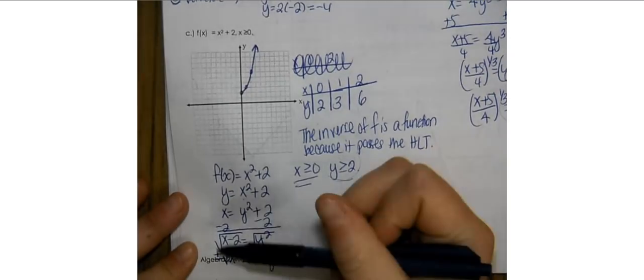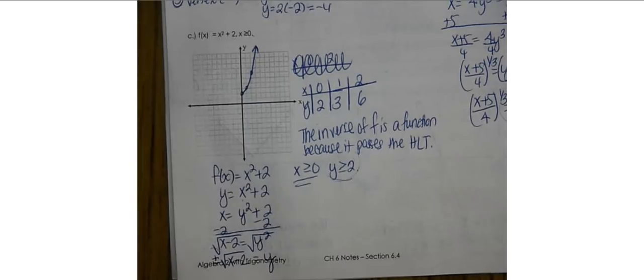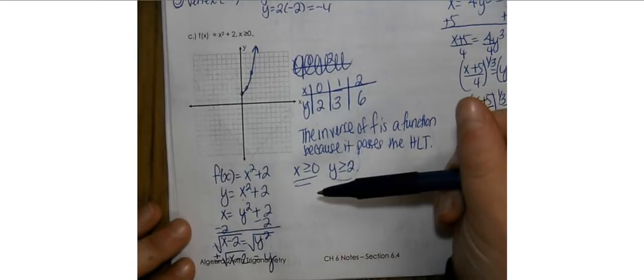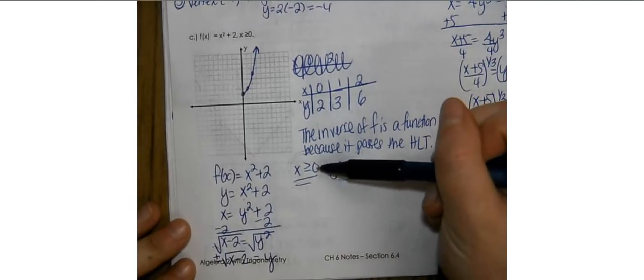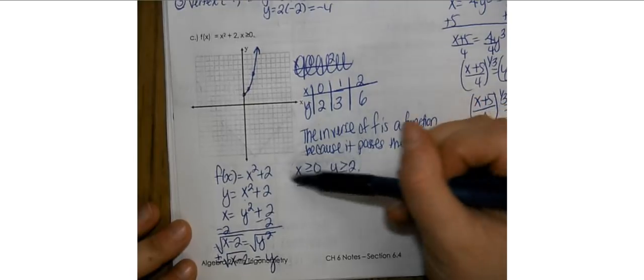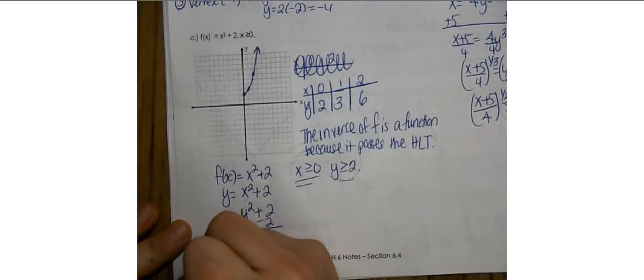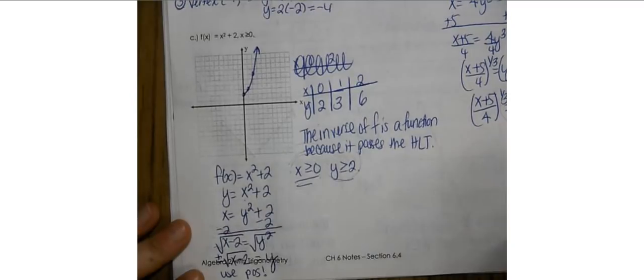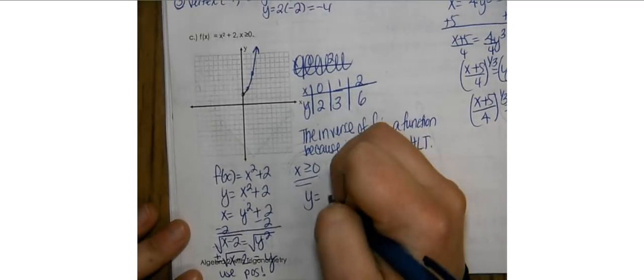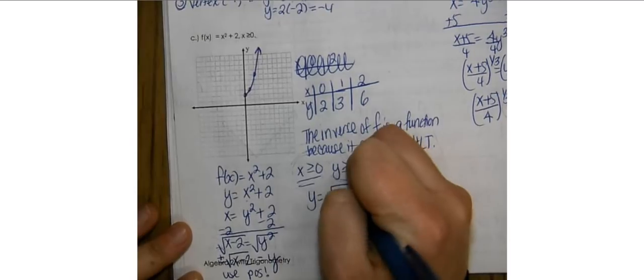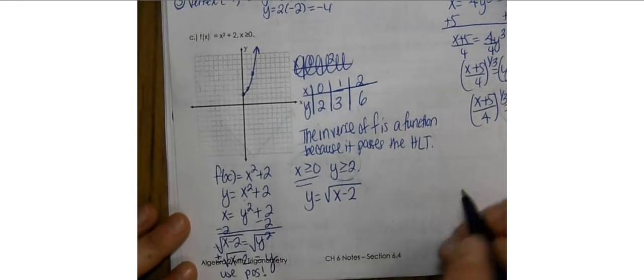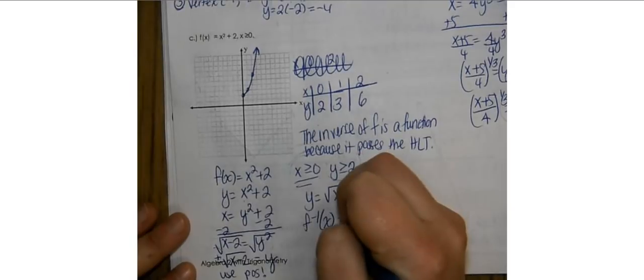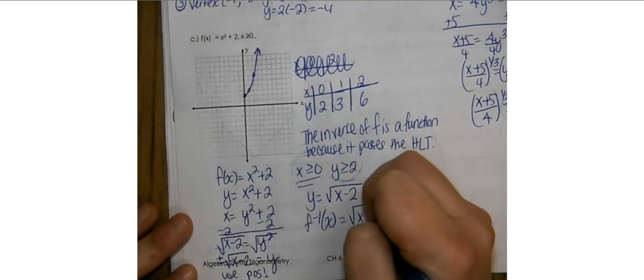Now it's plus or minus because there's two sides of any quadratic, and when you take the square root of both sides, you have two answers. Excuse me. So which side are we going to use? Well, the side where x is greater than or equal to 0, that's all positive numbers. So we're going to use the positive version. So we have y is going to be equal to the positive square root of x minus 2. So that means that we have the inverse of x is equal to the square root of x minus 2.